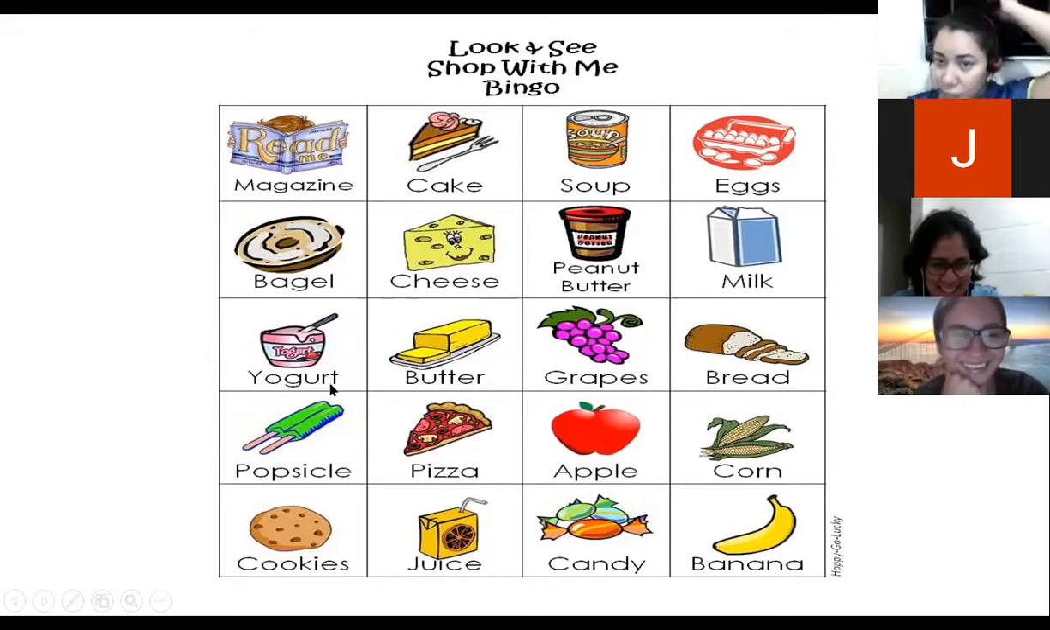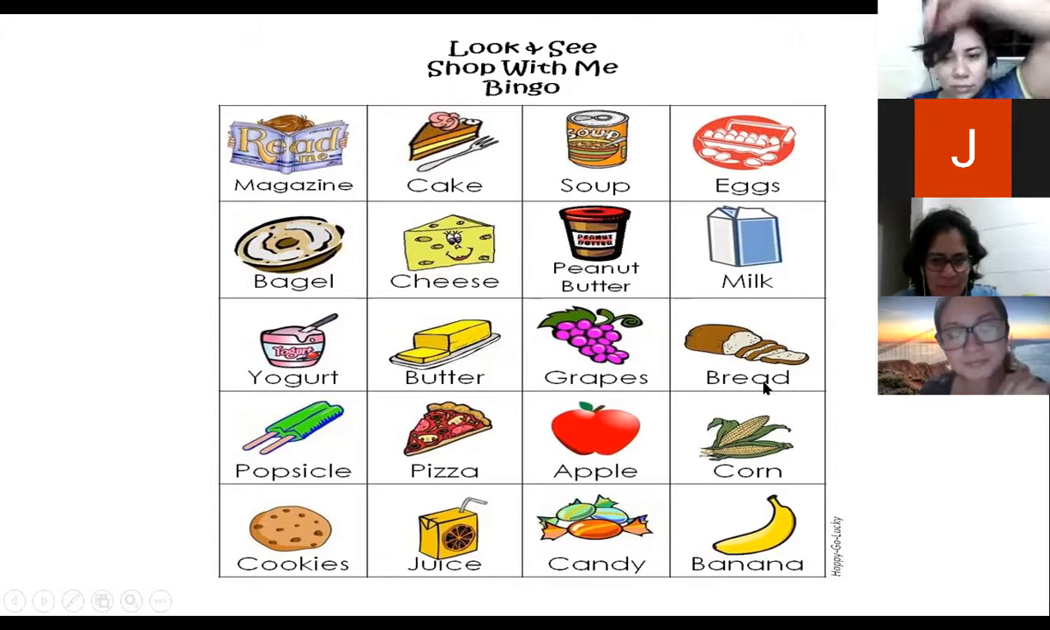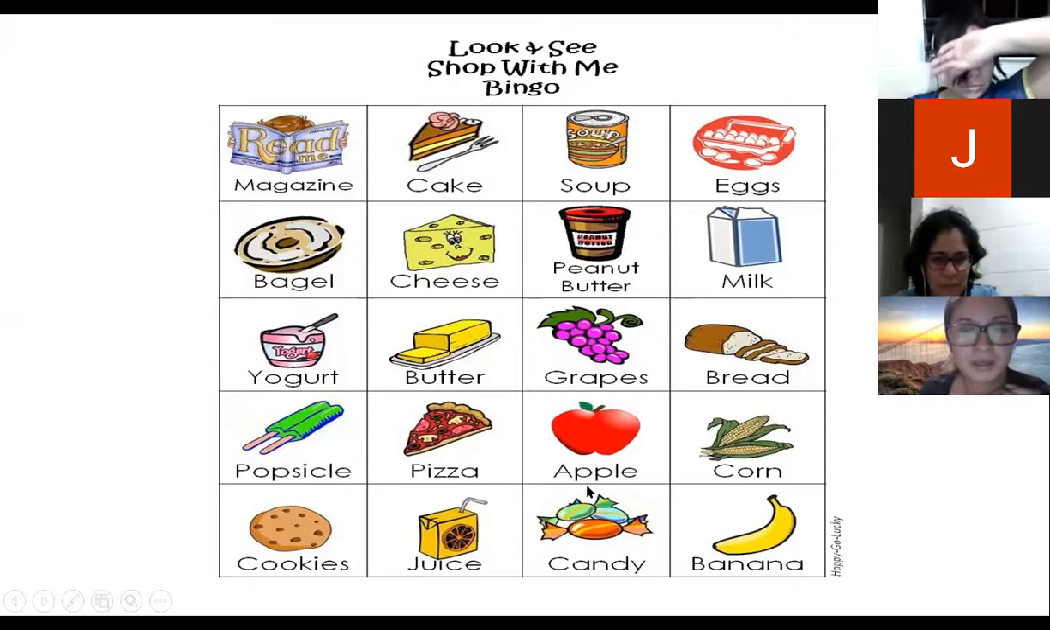All right. Billy, do you like yogurt? Yes, I do. Do you like butter? Yes, I do. Do you like grapes? Yes, I do. Do you like bread? Yes, I do. Do you like popsicle? Yes, I do. Así se dice paleta en inglés, popsicle. Yes, popsicle. Okay. Do you like pizza? Yes, I do. Do you like apples? Yes, I do. Do you like corn? Yes, I do. Do you like cookies? Yes, I do. Do you like oranges? Yes, I do. Do you like candy? Yes, I do. Do you like bananas? Yes, I do. Okay, that's good.